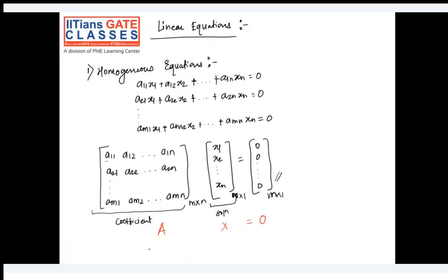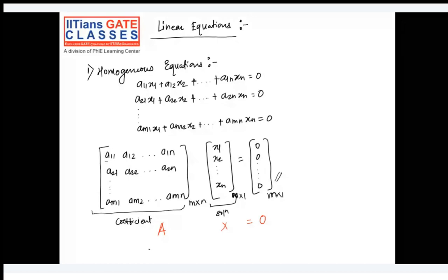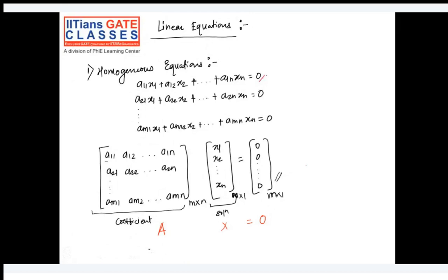The linear equations can be homogeneous or non-homogeneous. Homogeneous means the right-hand side is equal to 0. You can clearly see in these equations a11 x1 plus a12 x2 plus so on till a1n xn equal to 0. If it is equal to 0, it's a homogeneous equation. If it is not equal to 0, it's a non-homogeneous equation. If it is homogeneous, let's see how to solve it.